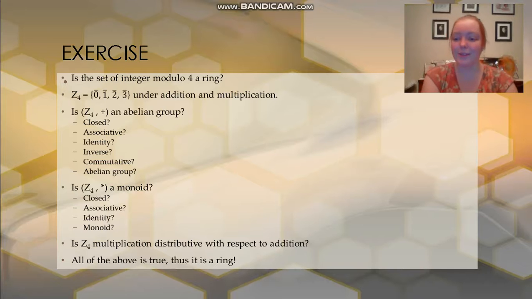All right. So the next axiom is that it has to be a monoid under multiplication. In order to be a monoid, you have to be closed, associative, and have an identity element.